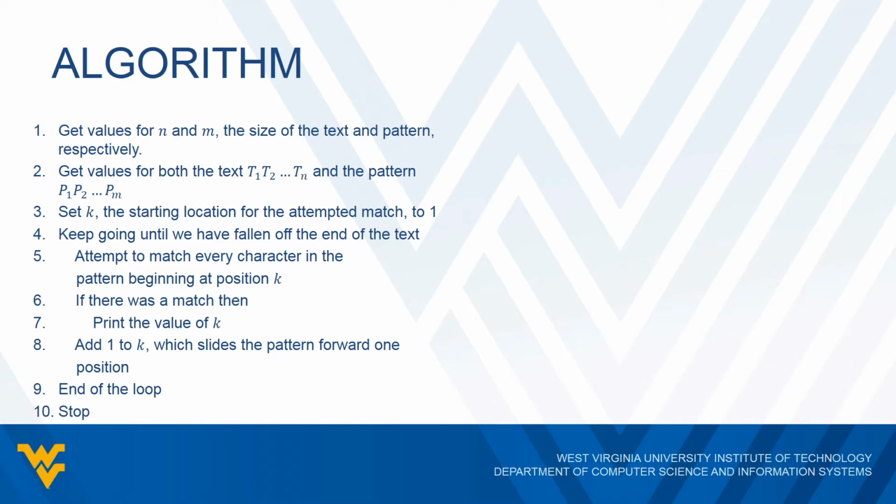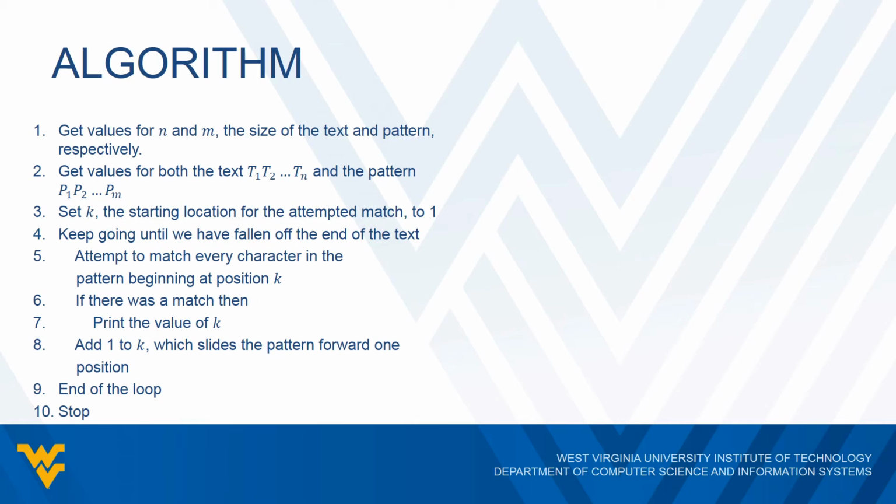We're just going to keep repeating these steps until we get to the end of the text. So step 5 is we're going to attempt to match every character in the pattern beginning at position K. We're going to check the respective characters. In step 6, we say if there's a match, then we're going to do step 7, which is print the value of K. We have a match at position K. And then at step 8, regardless of whether there's a match or not, we're going to add 1 to K. This will take care of sliding our pattern forward by 1 position. That's the end of the loop, so we just keep repeating that. Once we get out of the loop, that means that we have gotten to the end of the text and we can stop.